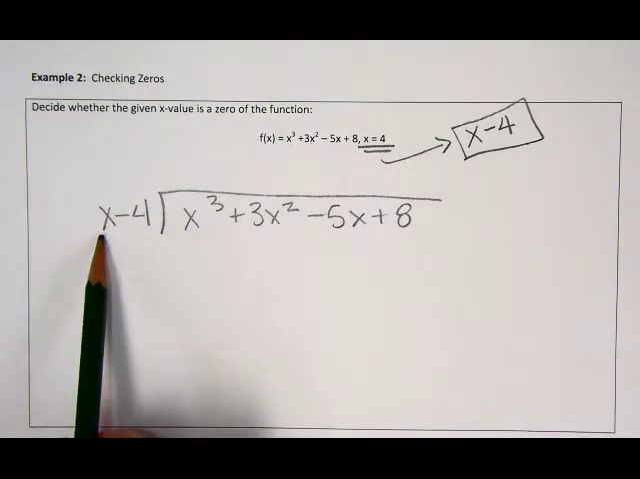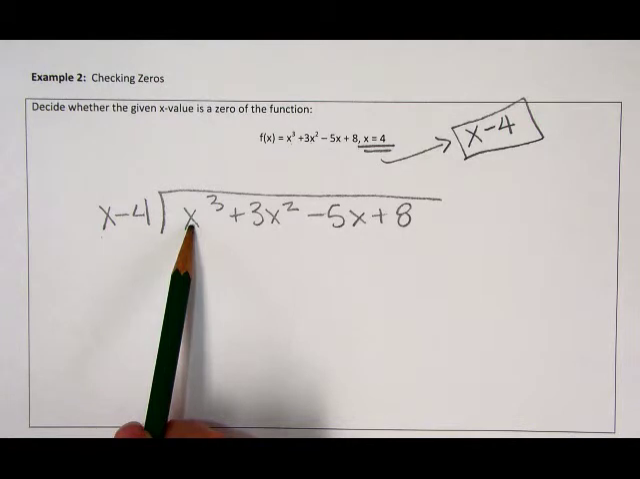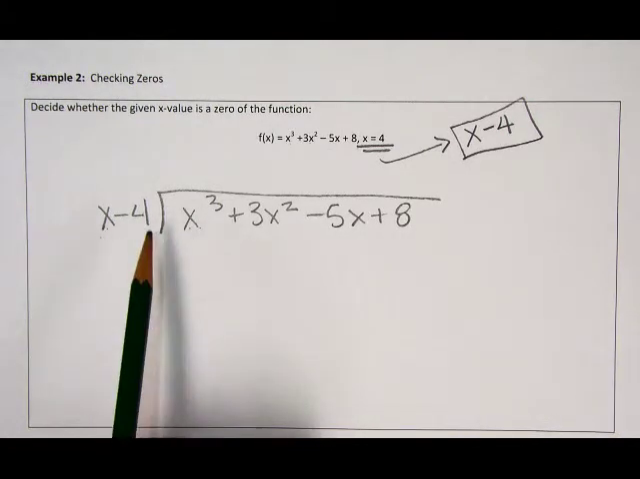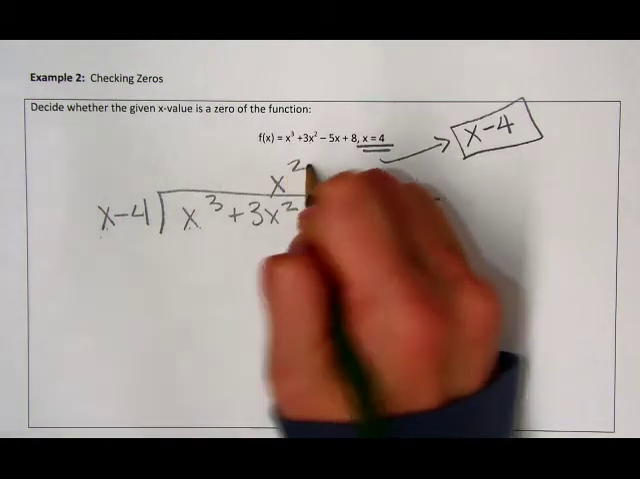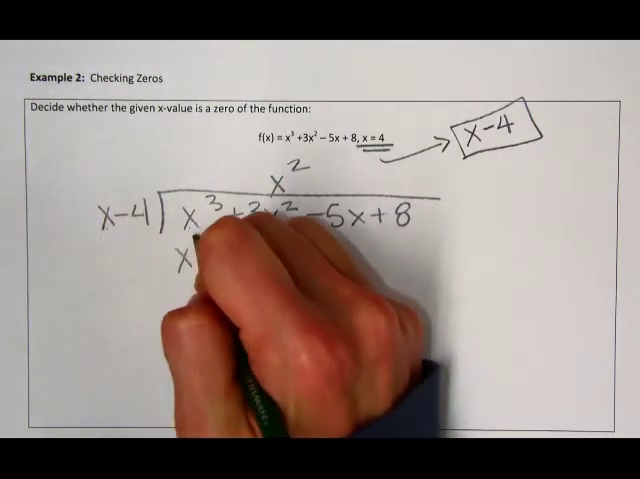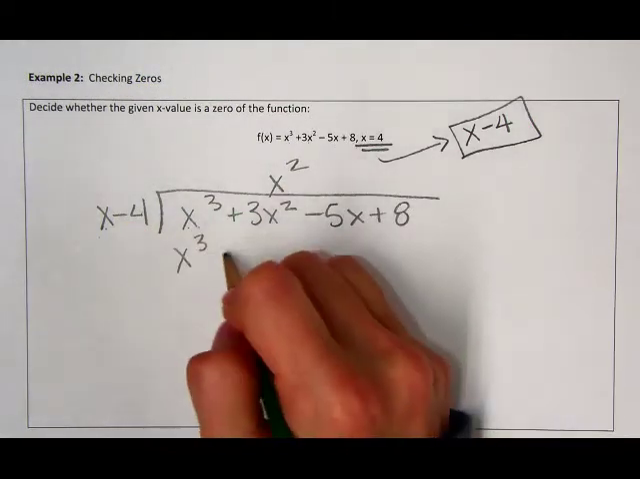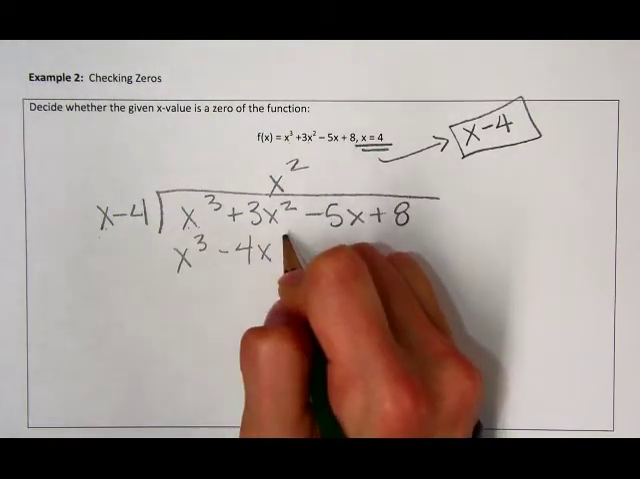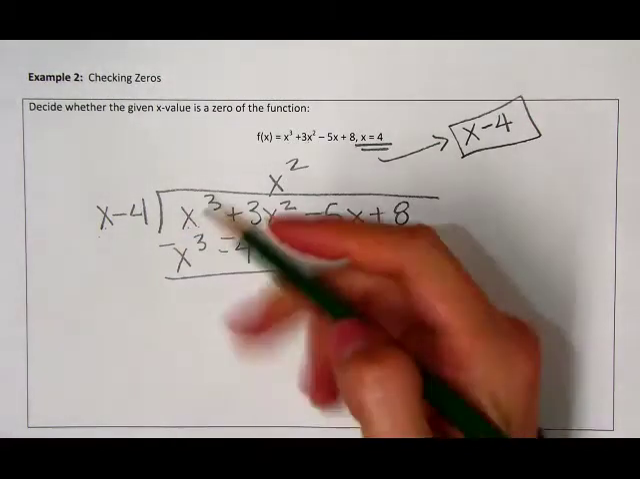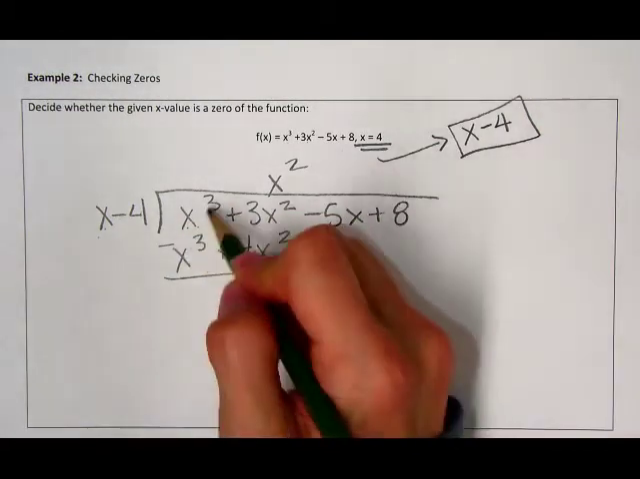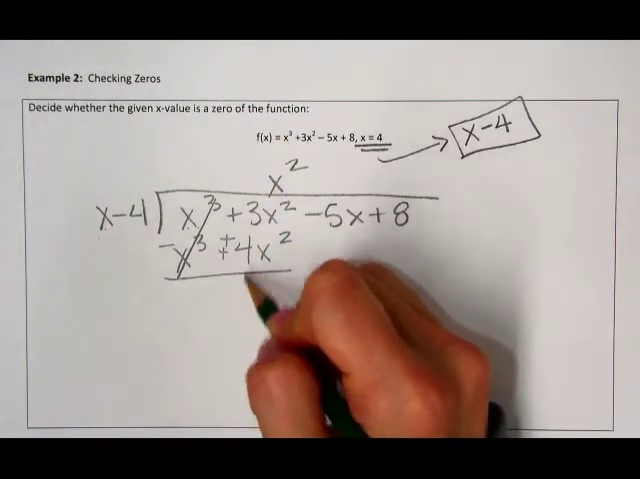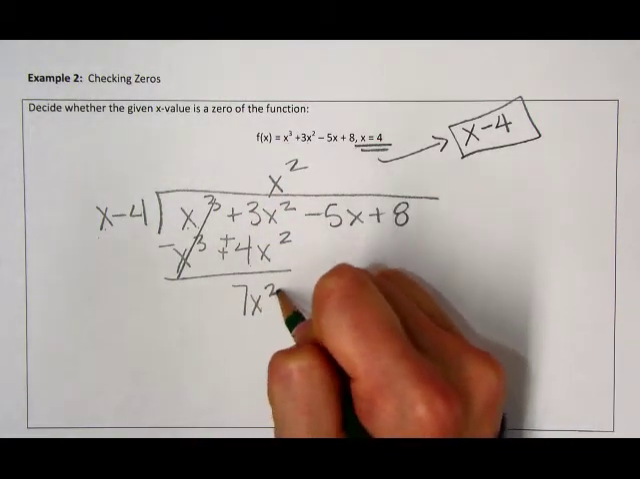My leading x on the outside is x, my leading x on the inside is x cubed. The difference between the two, what's missing, is x squared, so that goes up top. X squared times x gives me x cubed. X squared times minus 4 gives me minus 4x squared. I can subtract both my terms. Double negatives change to positive. That gives me 0. 3x squared plus 4x squared gives me 7x squared.